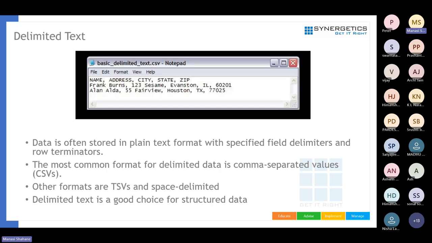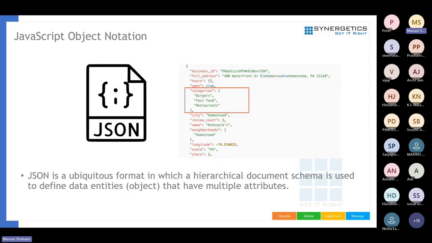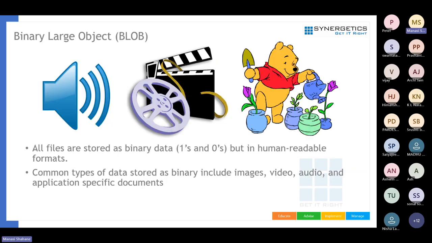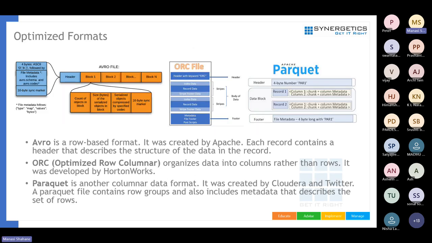So you have delimited text, which is structured data. So structured data you have to store in the form of a file. This is how you can do it. You have the JSON. You have XML. You have audio, videos. Then these are the optimized formats, that is Parquet, Avro, ORC. Optimized row columnar.